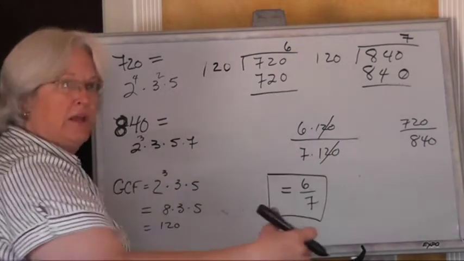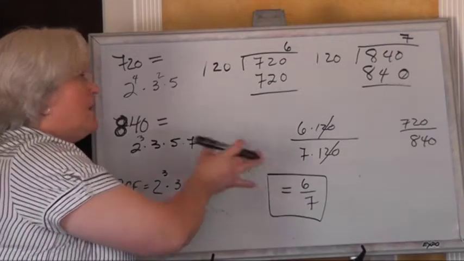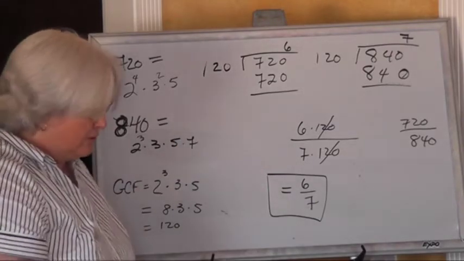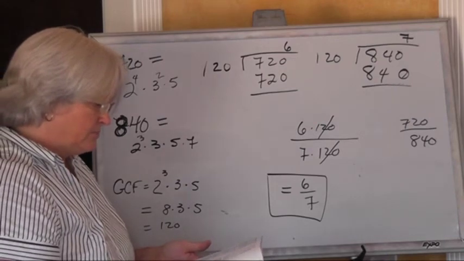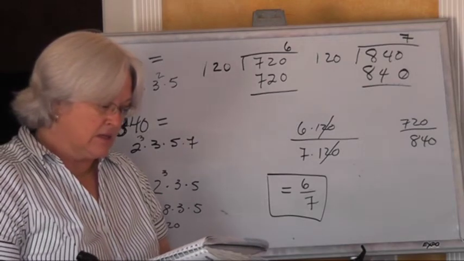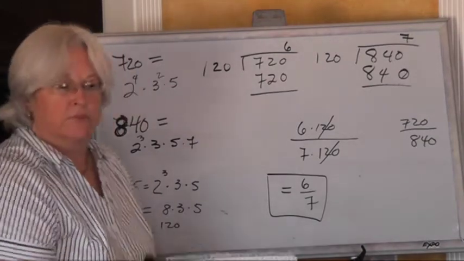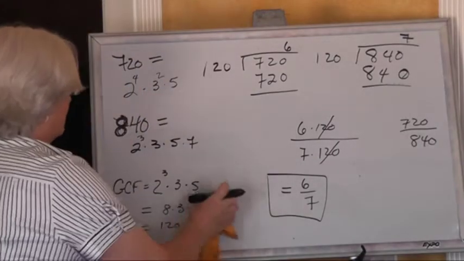Now I added some things into what's going on in your book, but this is how you would actually be finding the greatest common factor of something. Now, what they want to review is the least common multiple. So let's see what we want to do with the least common multiple.